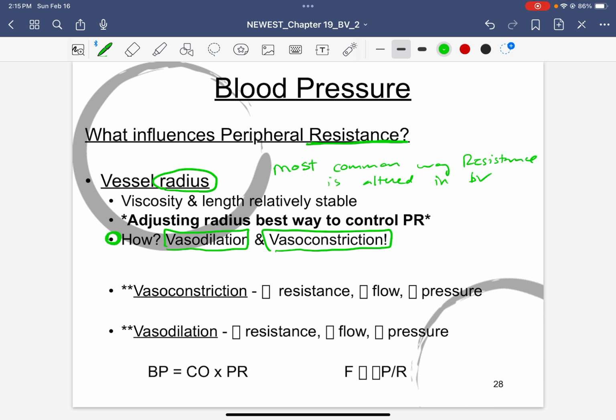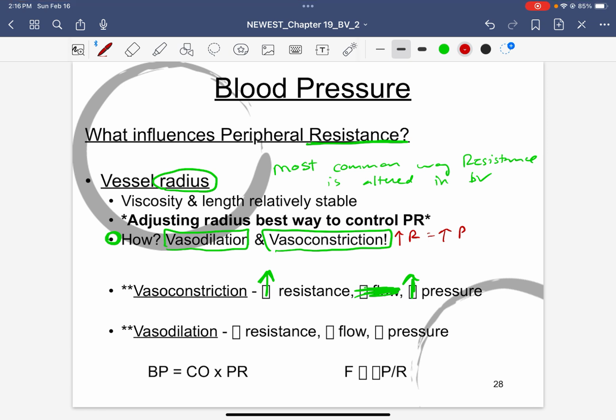When we vasoconstrict, the vessel is narrowed. That increases resistance. If the vessel is smaller in size, there's not as much space for blood to move through, so there's more resistance. When I increase the resistance, I increase the pressure. Ignore flow for now. So when we vasoconstrict, vasoconstriction increases resistance, which increases pressure.